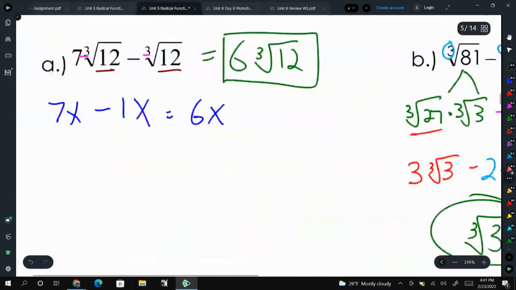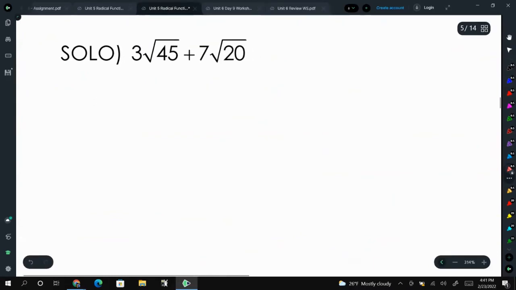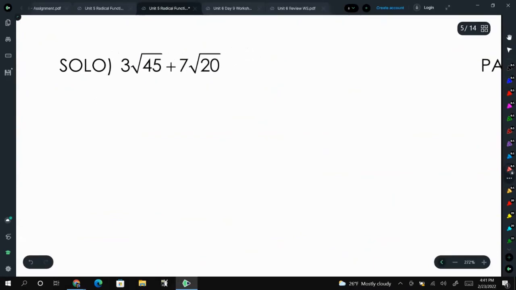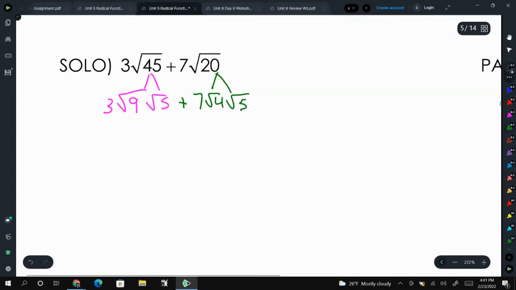Now down here, these are square roots, so we want to try to break these up into perfect squares. We can't add them because they're different radicals. We have the square root of 45 and the square root of 20. We have a 3 out front, but we can break up 45 into 9 times 5 plus 7, and we can break up 20 into 4 times 5 because the square root of 4 is 2.